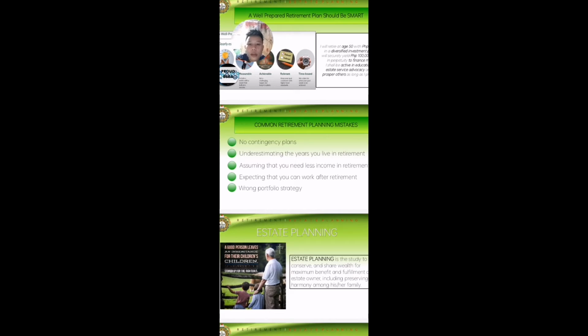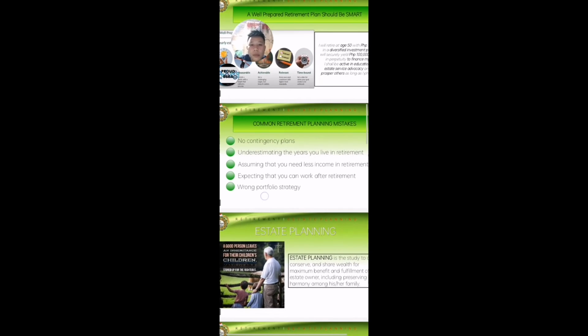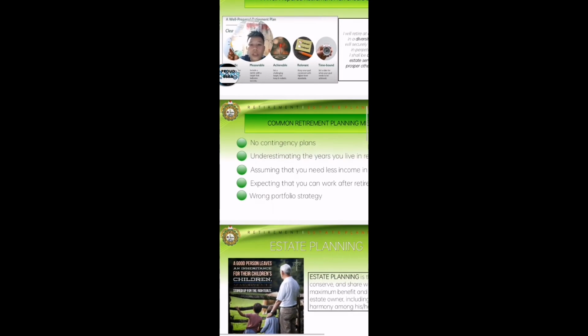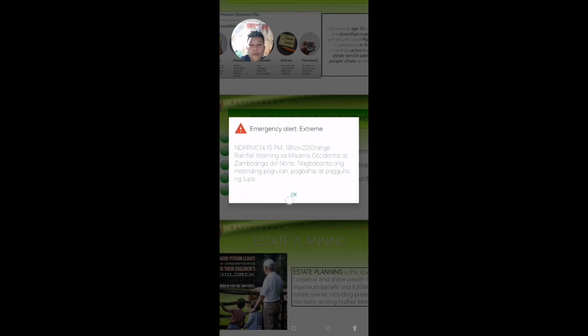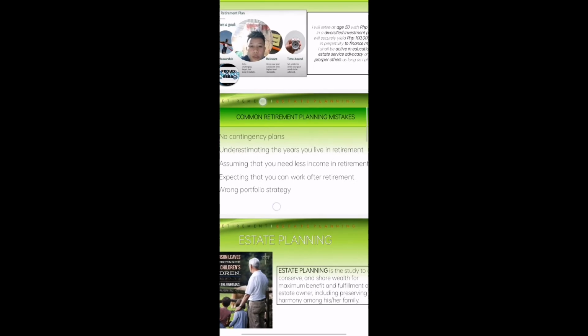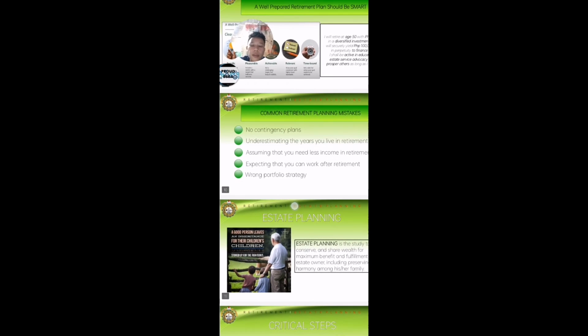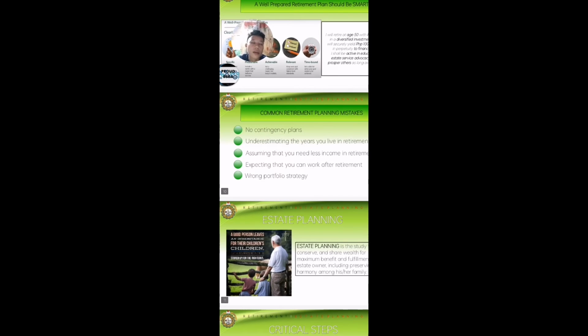Common retirement planning mistakes. These are the common retirement planning mistakes. Number one is no contingency plans. Then underestimating the years you live in retirement. Then assuming that you need this income in retirement. The next is expecting that you can work after retirement. Then wrong portfolio strategy.